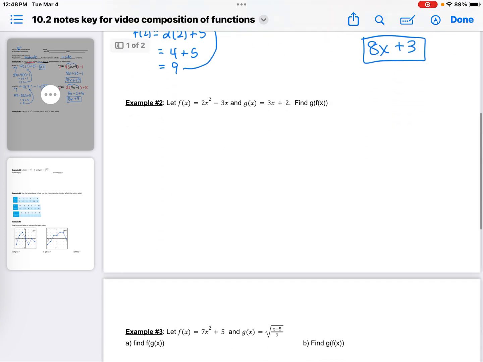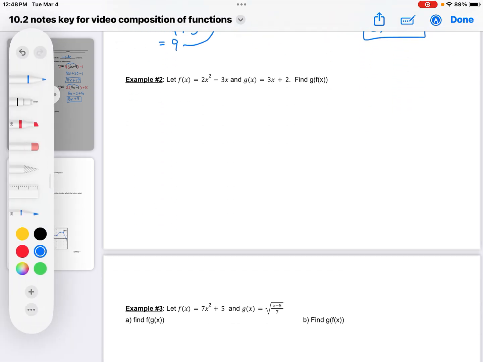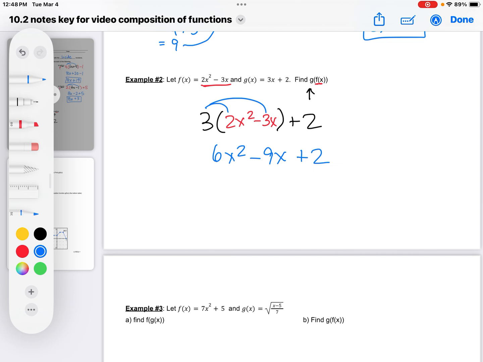Now let's try another one. This one, I give you two different functions, and we want to find g of f of x. Notice the outside function is g, so we're going to have 3 times something plus 2. Then we replace that something with our f of x function, which in this case is 2x squared minus 3x. Then we distribute, so we get 6x squared minus 9x, and then plus 2. At this step I'd combine like terms, but I don't have any like terms, so that's all I'm going to have there.